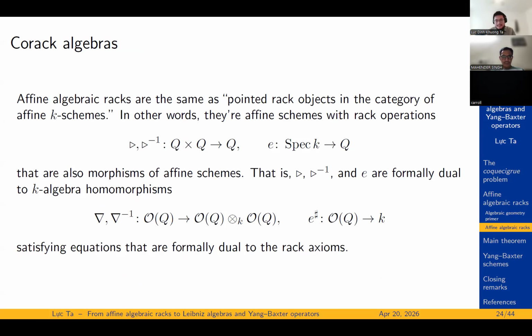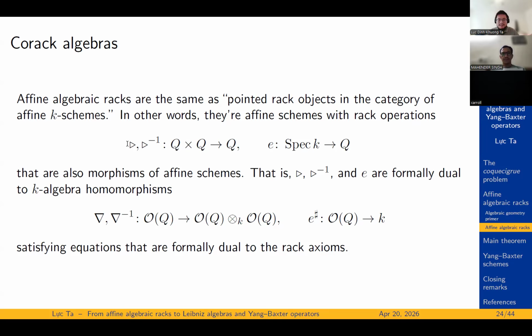Okay, and then here's yet another equivalent definition. So I noted earlier that the functor that sends an affine scheme to its coordinate ring is a contravariant equivalence of categories, right? So then you can ask, if I have an affine algebraic group, what are the algebras that are associated to those via this functor? And those turn out to be exactly the commutative Hopf algebras. So then you might ask the same about affine algebraic racks.